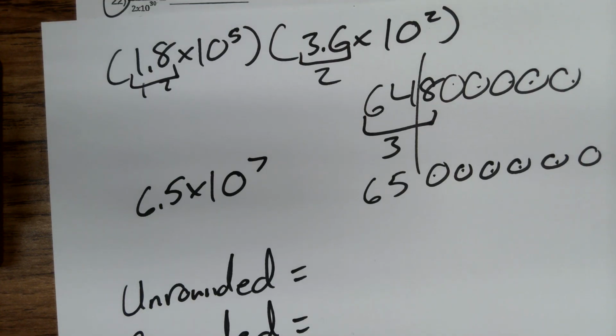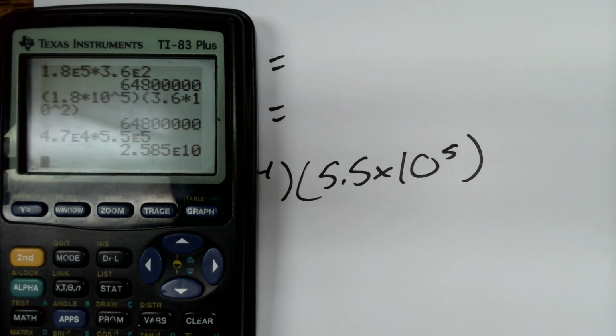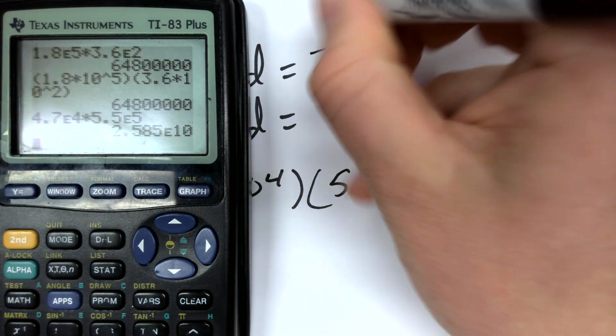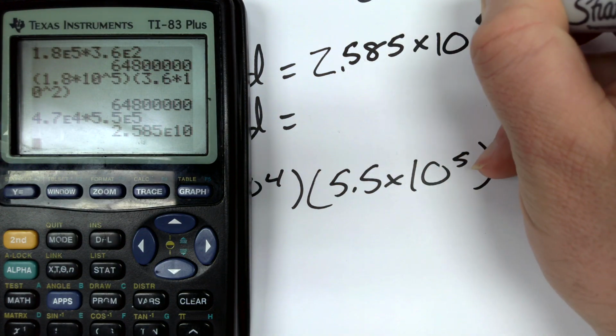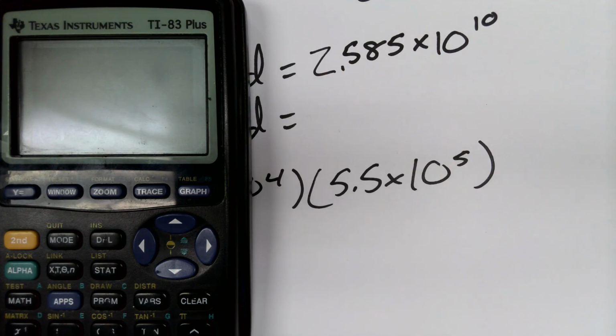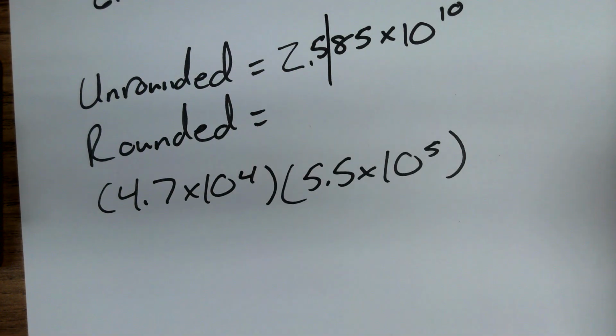So we were absolutely right about the rounded answer. If I put it in my calculator here, everyone got the unrounded answer right: 2.585 times 10 to the 10th power. Perfect. How am I going to round, by sig figs or decimal places? Sig figs, right? Because I'm multiplying my numbers together. What's my least amount of sig figs? 2. So we rounded at the right place.